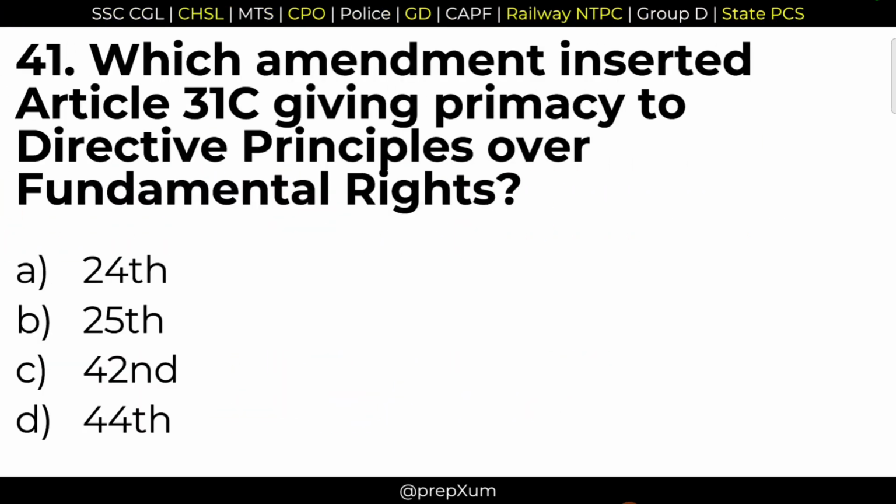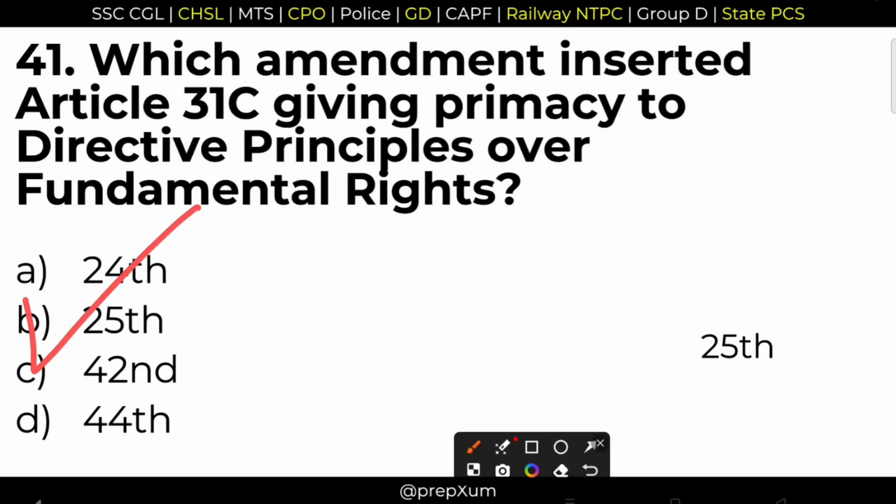41. Which amendment inserted Article 31C giving primacy to directive principles over fundamental rights? It was the 25th Constitutional Amendment Act. Option B is the right answer.